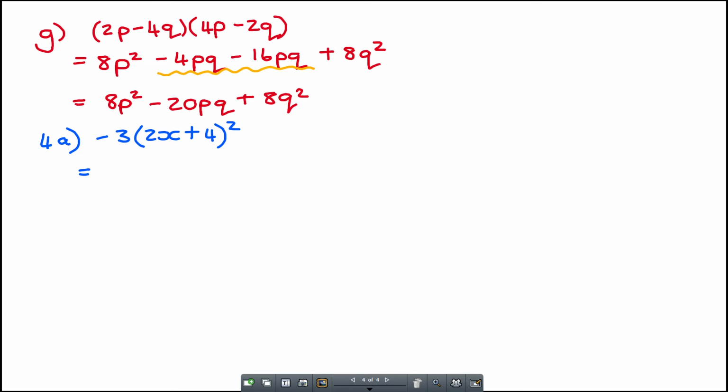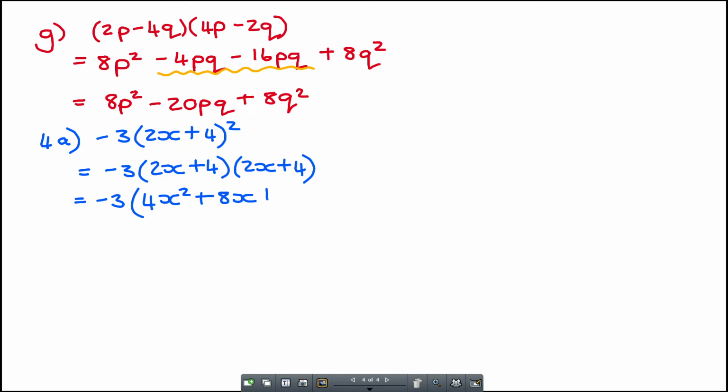Okay, so that one I'm going to write out twice. So 2x plus 4 and 2x plus 4. Now we do FOIL with the middle ones. Right, if you want, you could have multiplied in immediately, but I'm just simplifying inside that bracket.